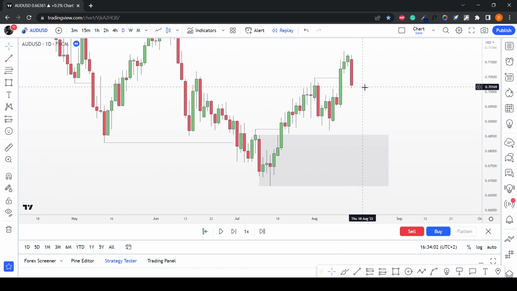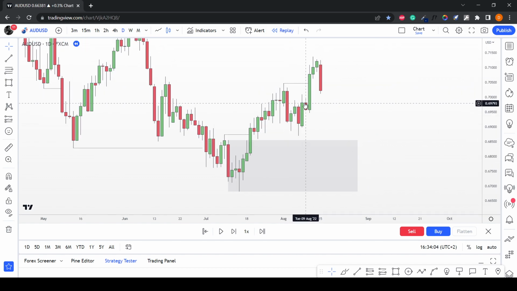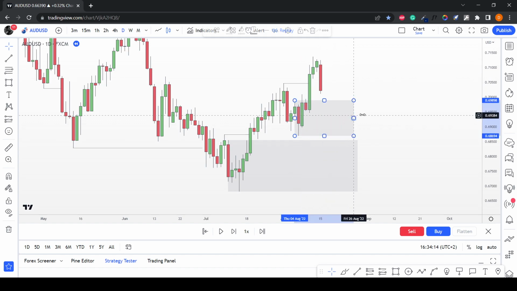So now what zone can you use? The bigger zone would be this one. So you see the last pullback before the break is this one. So you can tell that your zone overall for this range is this one.